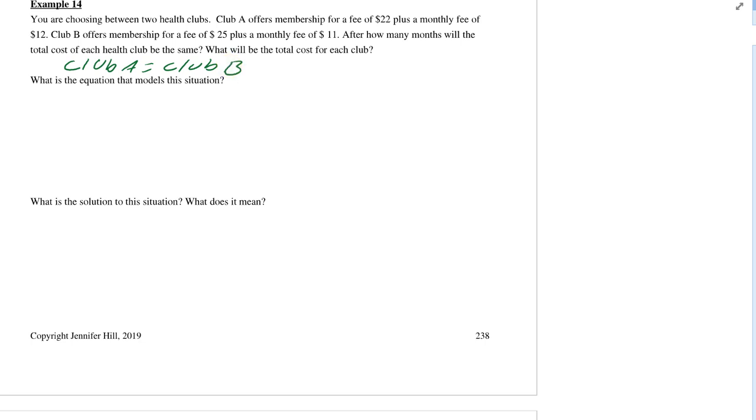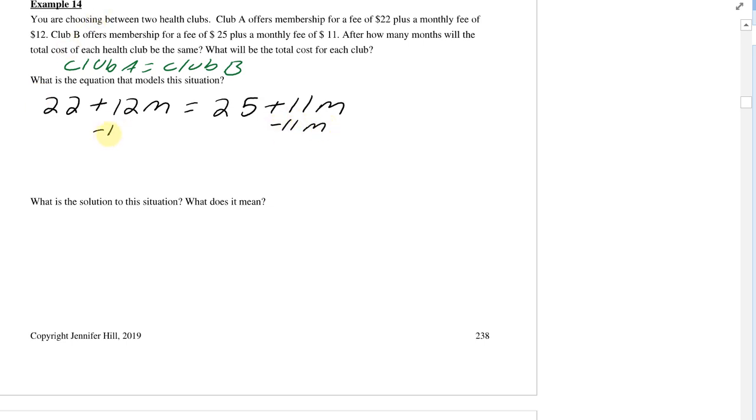If I wanted to model out the cost structure for Club A, it's $22 plus a monthly fee of $12 per month. I don't know how many months that is, so that's 22 plus 12M. And on the other side, this is 25 plus 11M, a fee of $25 plus a monthly fee of $11. So here's how that would be modeled out. Now we can go ahead and solve this. I'll subtract off the 11M. I get 22 plus M equals 25. Subtract off the 22, and I get that M equals 3.